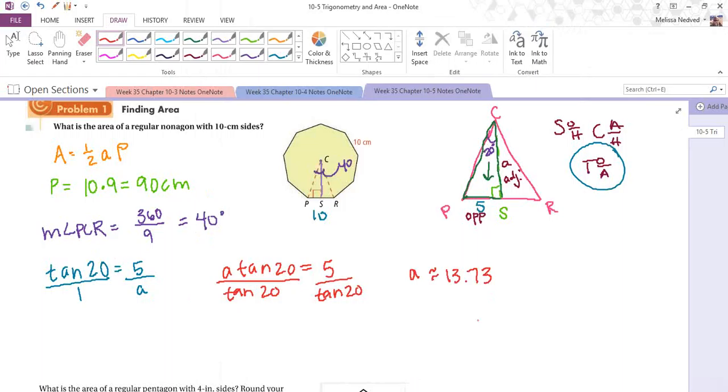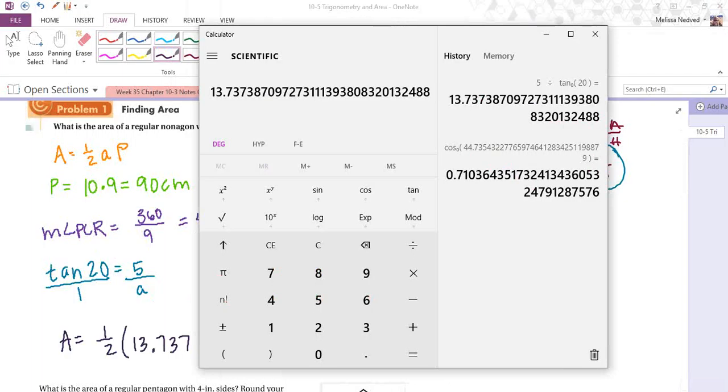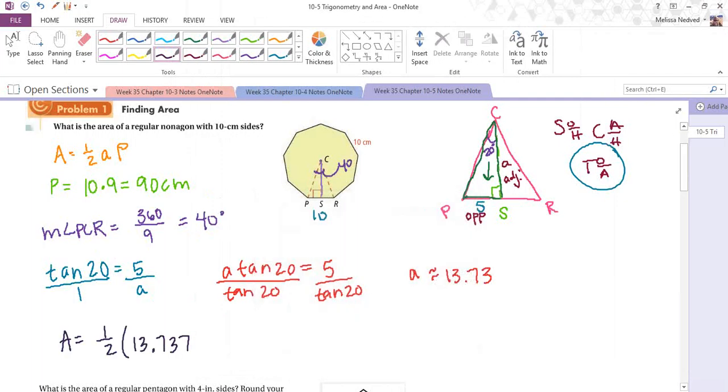So now that I've got my perimeter, which we found in the beginning to be 90, and my apothem, I can just plug in the rest to find my area. Area equals 1/2 times your apothem, 13.73. I wanted to do 3 decimals, because I think that was a 7, right? Yep. And times the perimeter, which we said was 90.